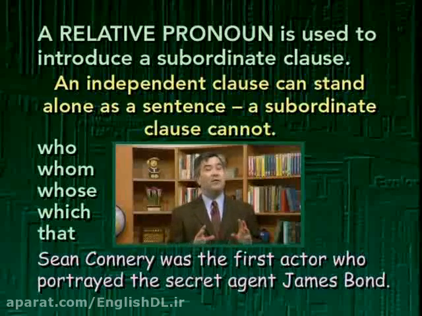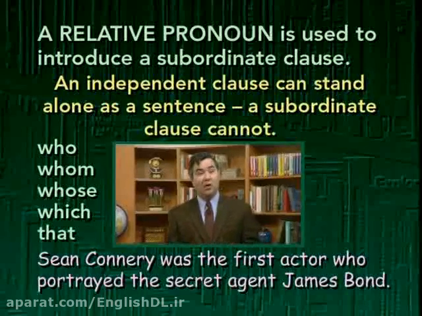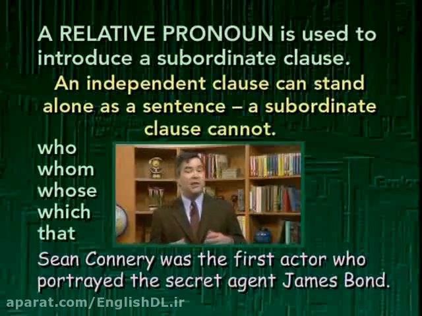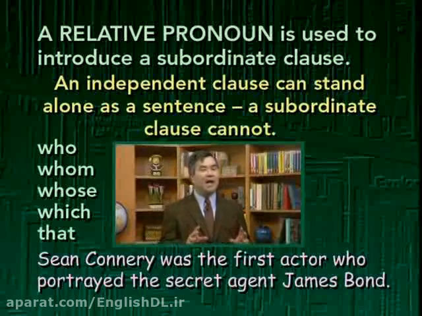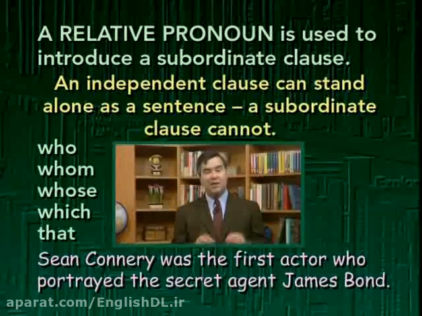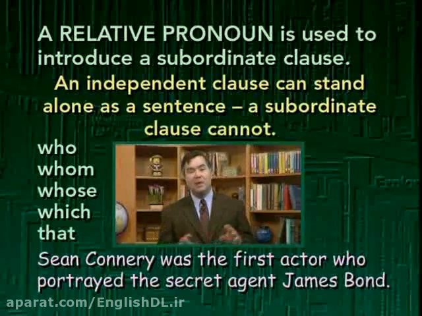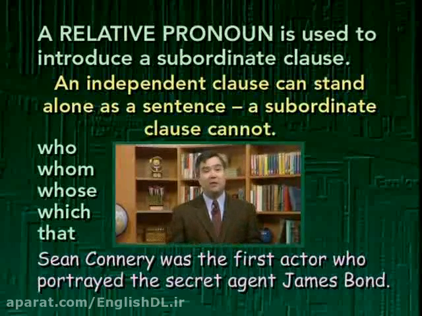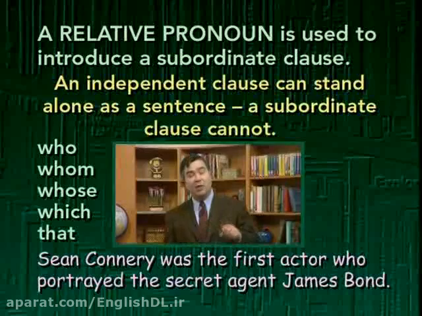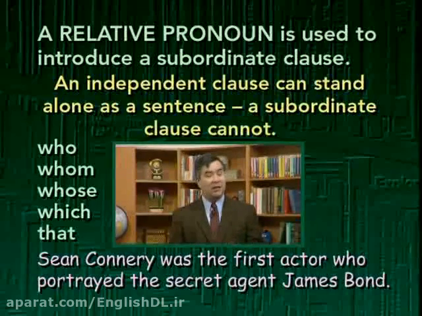Sean Connery was the first actor is what the independent clause tells us, and the subordinate clause tells us exactly what kind of actor he was. He was the actor who portrayed the secret agent James Bond. So the entire subordinate clause introduced by the relative pronoun who relates back to the noun actor.